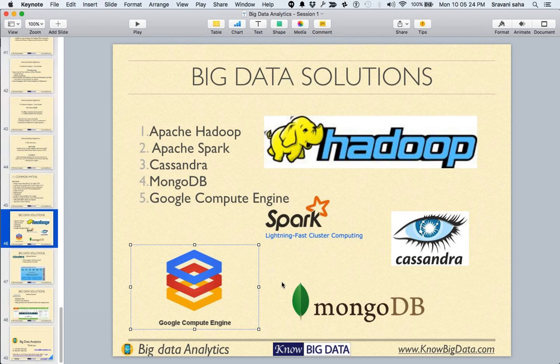Now, Google Compute Engine, if you are okay with sending your data to Google's data center, then that will be a good solution. But the data will be inside the premises of Google.